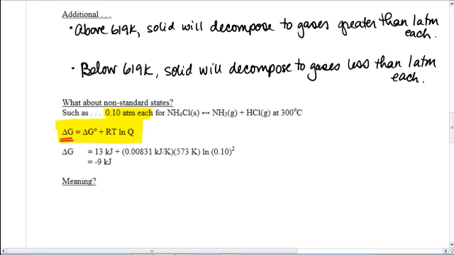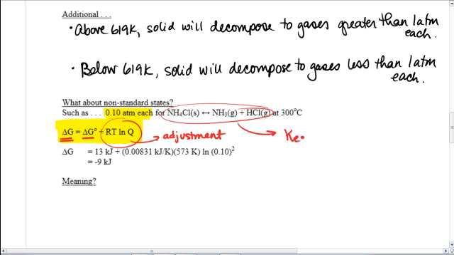In order to compute it, you need the delta G at standard states. Then this RT natural log Q is an adjustment for being at non-standard states. It's a way to adjust standard state delta G to non-standard state delta G. Now, Q is the reaction quotient. The KEQ for this is going to be the partial pressure of ammonia times the partial pressure of hydrogen chloride. We don't put the solid, of course.